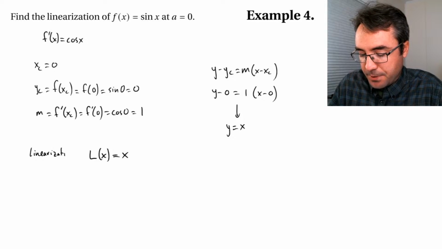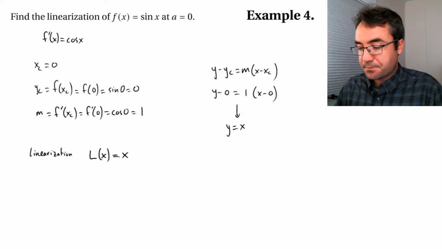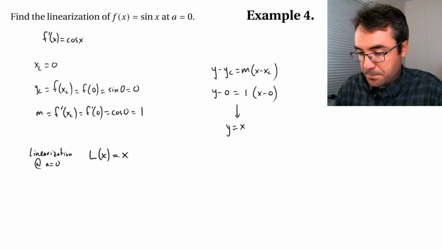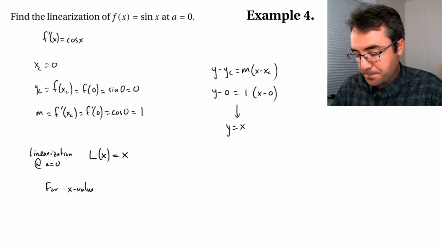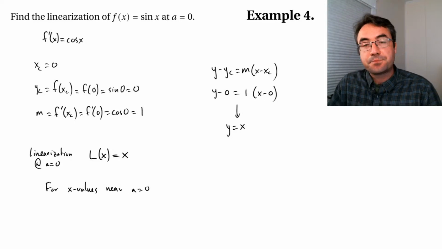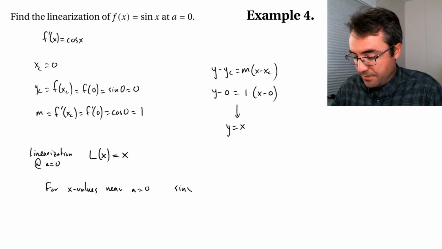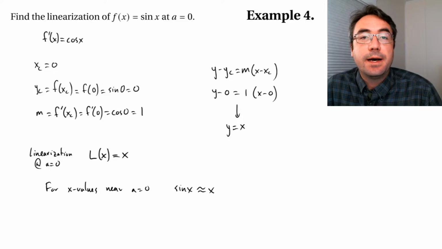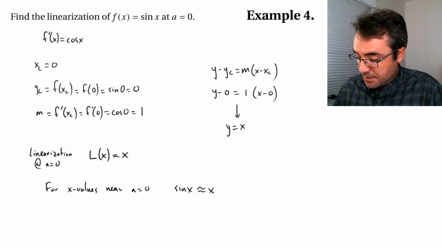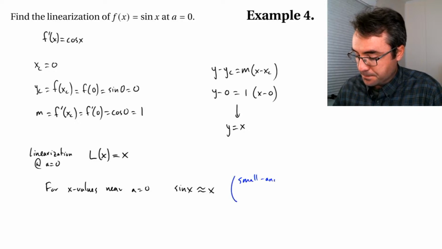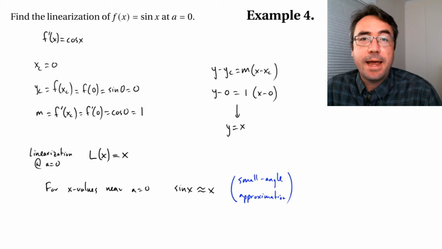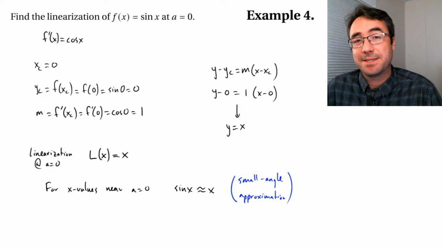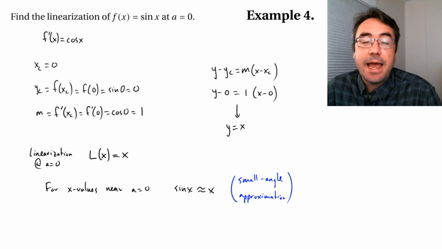And really all that was different here is we were just giving it a special name. We were calling it L of x. And so what this really says is that for x values near a equals 0, our sine function, sine of x, is approximately equal to x. And this is often called the small angle approximation. You'll probably see it at some point if you're taking a physics or even an engineering course. And this is where it comes from. It's the linearization of the sine function at a equals 0.